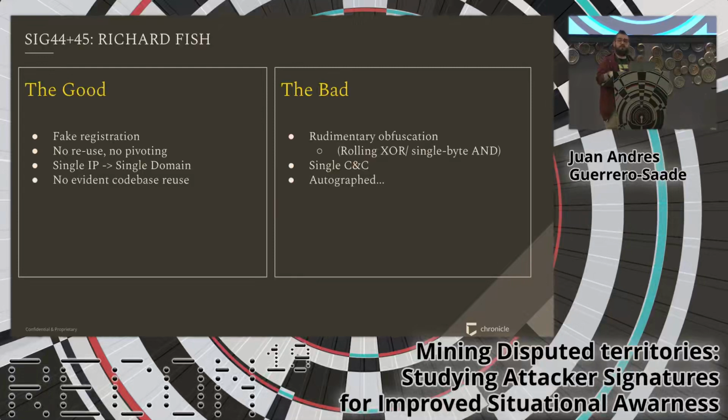And more importantly, and more recently, we've gotten obsessed with this idea of code reuse, where we have all these tools to try to figure out if you're using the same source code that you developed at a given time. This particular code base, for these about 15 or 17 samples that we found, has not been reused for anything at all since, as far as we can tell. Now, the bad side of it: rudimentary obfuscation, just a rolling XOR and some single byte AND stuff, one single CNC, and I'll say it's autographed. And you might ask, what do you mean by that? Like, we'll get into it.